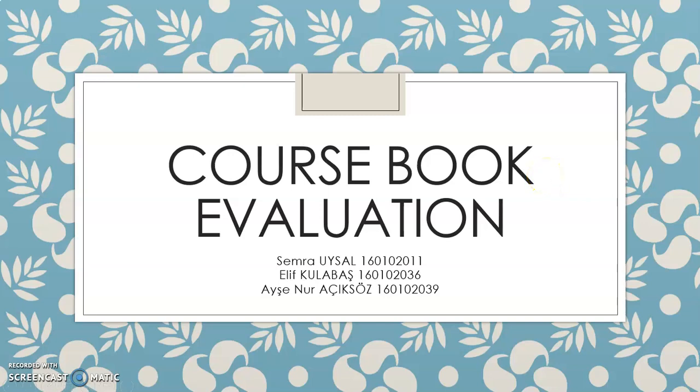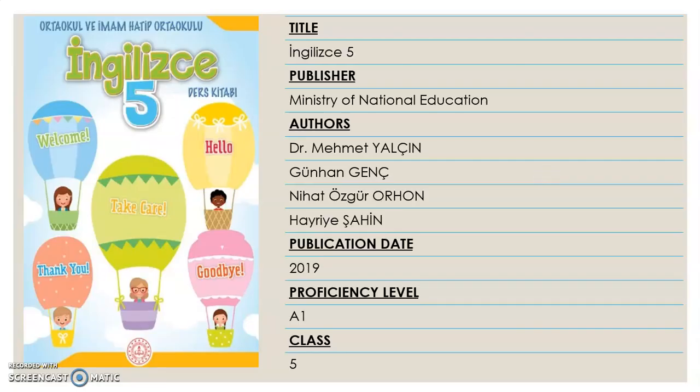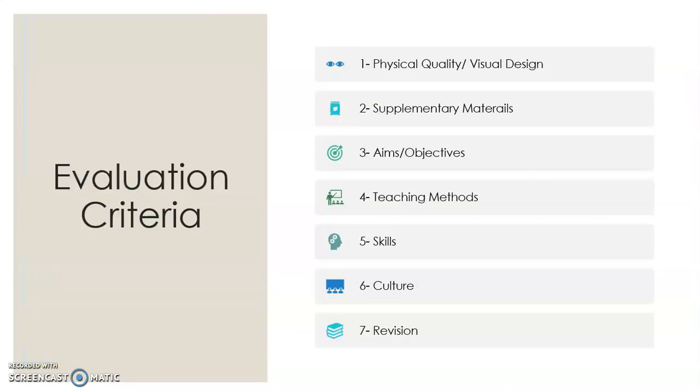Today we will introduce our course book. This is the general introduction of our course book. Let's start with evaluation criteria. These are physical quality and visual design, supplementary materials, aims and objectives, teaching methods, skills, culture, and revision.